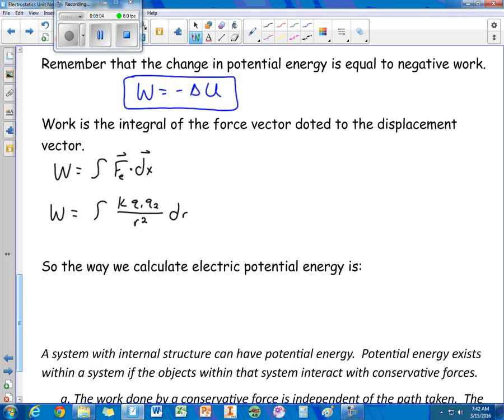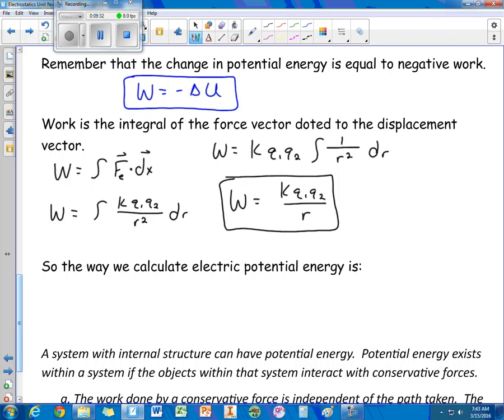Okay, so I just need to evaluate that integral. Looking at this means that work, I can pull out all my constants. So K is a constant, Q1 is a constant, Q2 is a constant. So really I'm looking at the integral of 1 over r squared dr, which the integral of 1 over r squared is just 1 over r. So the amount of work is K Q1 Q2 over r.